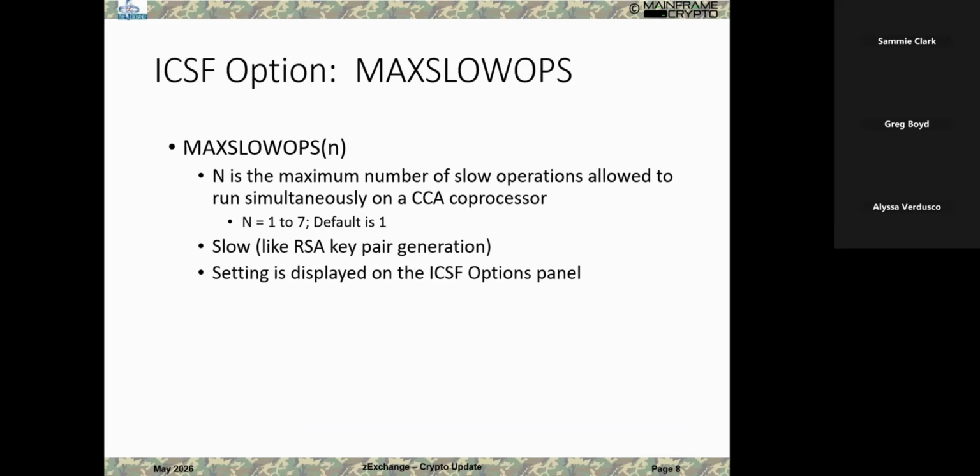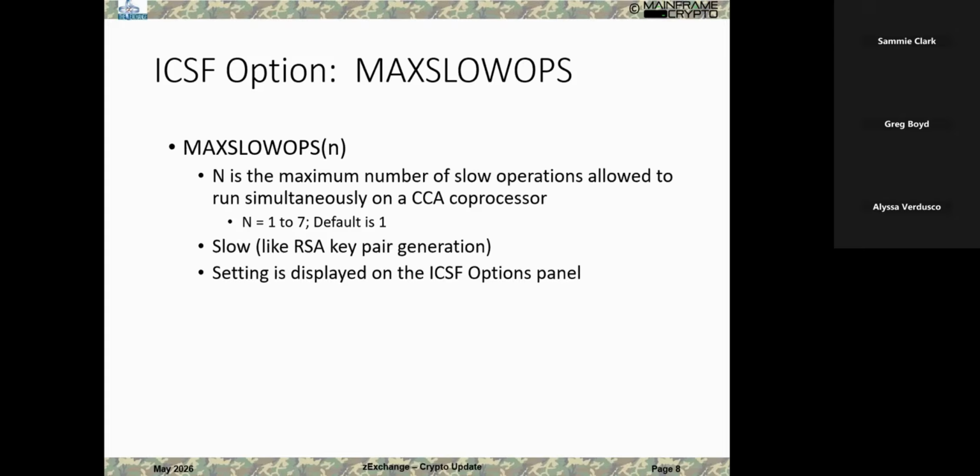Now, the ICSF options data set is a PARMLIB member that describes your configuration, the parameters, if you will, that ICSF is using when it comes up. So you have things in there like the names of your key store, the pointer to your CKDS, a pointer to your PKDS. There is a new parameter that you can specify there called max slow ops. And it is the maximum number of slow operations that you can run simultaneously on a CCA coprocessor.